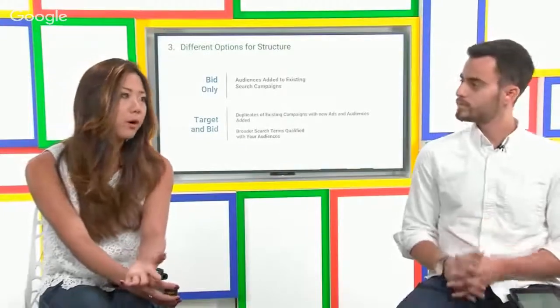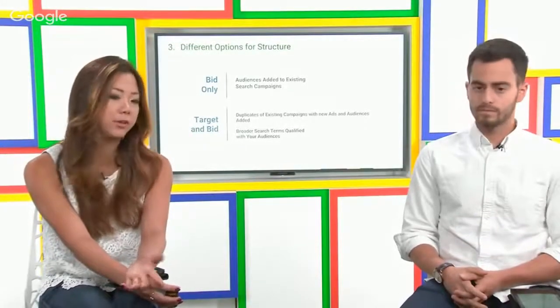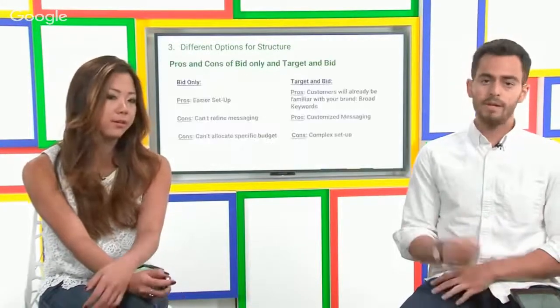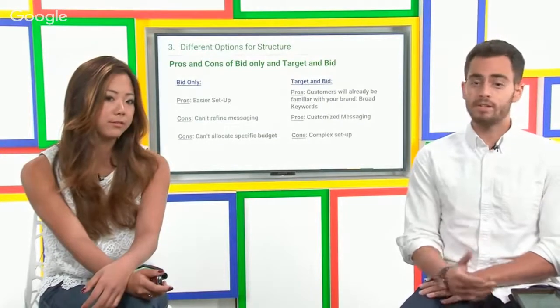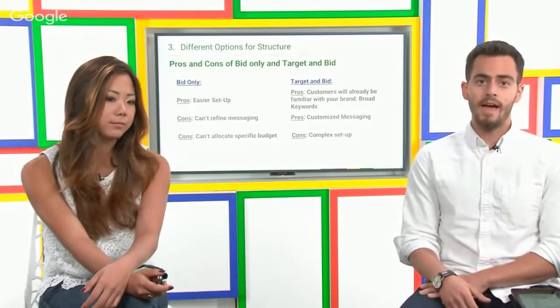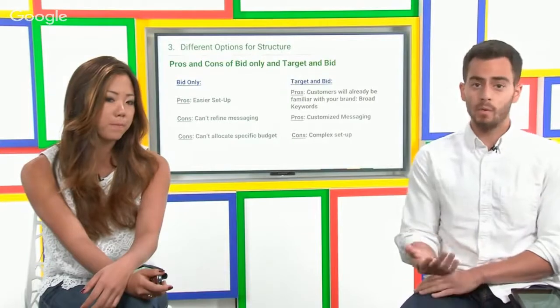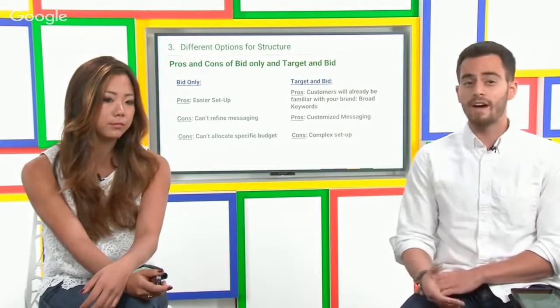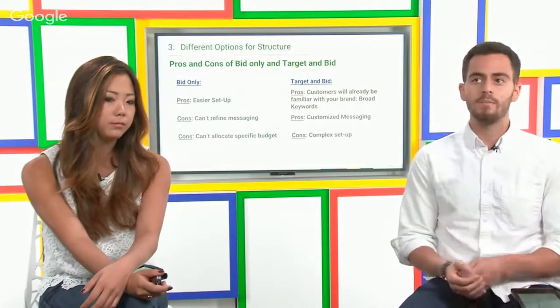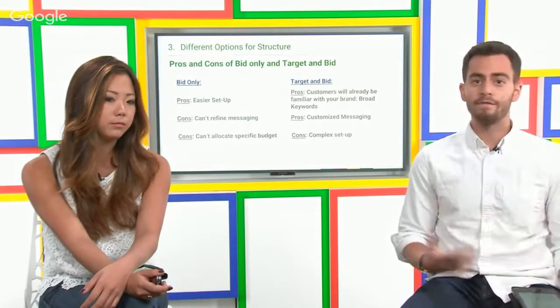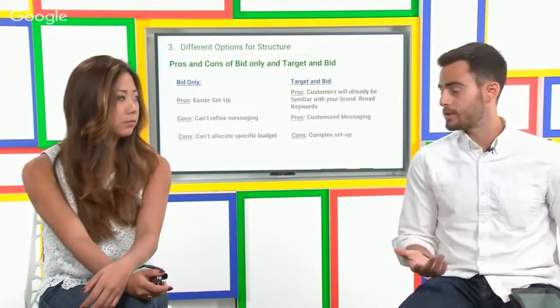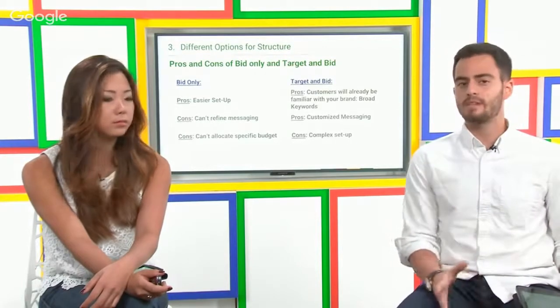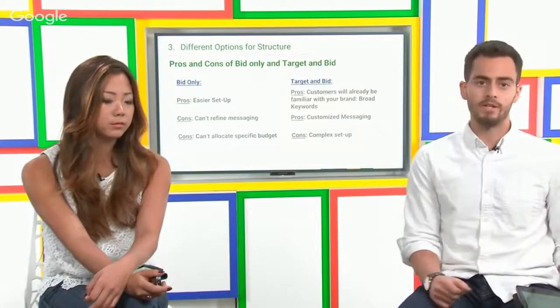What are the pros and cons for bid only versus target and bid? So for bid only, the pro there is just that it's a very, very easy setup, and it just makes sense intuitively, right? We want to bid more for these people who are familiar with us. The cons there, we can't refine the messaging, so we can't serve them particularly different ads for these remarketed users. And we can't allocate specific budget to these people past just the bid adjustment.